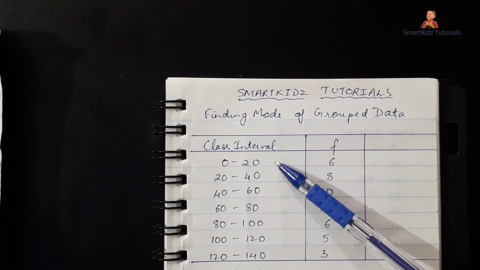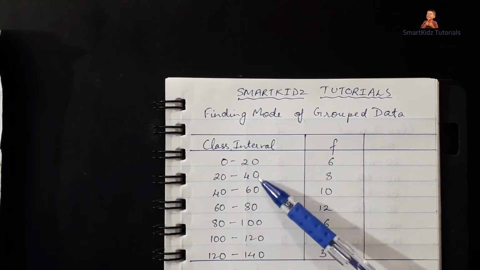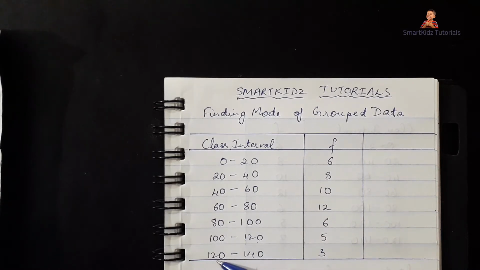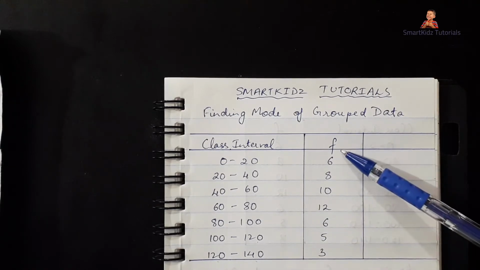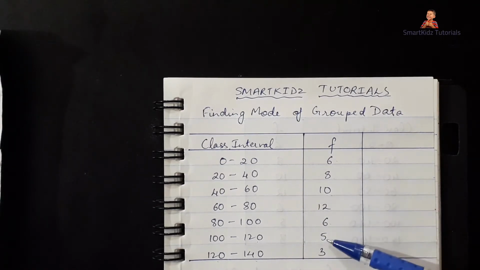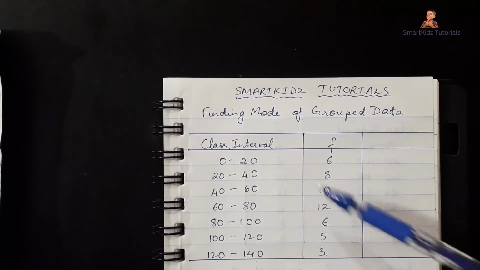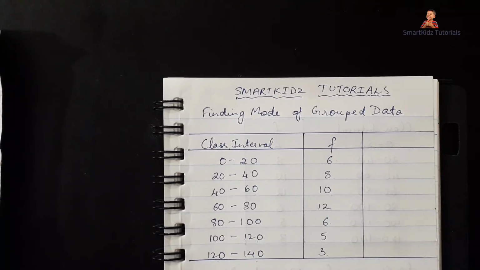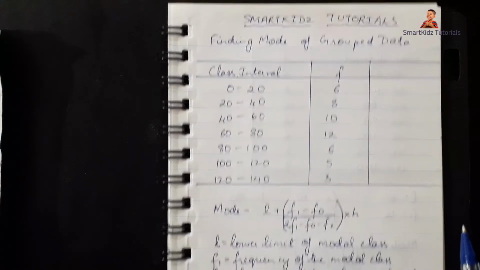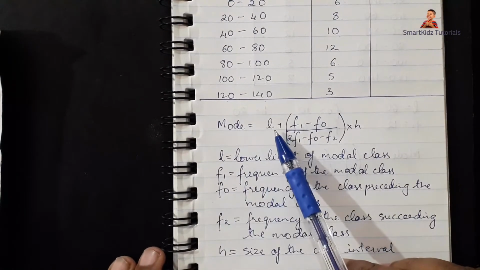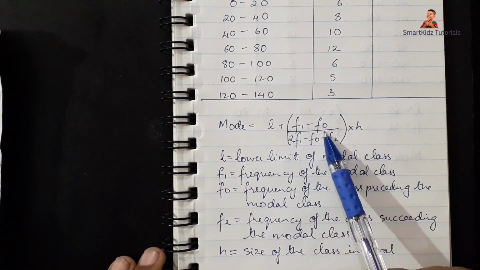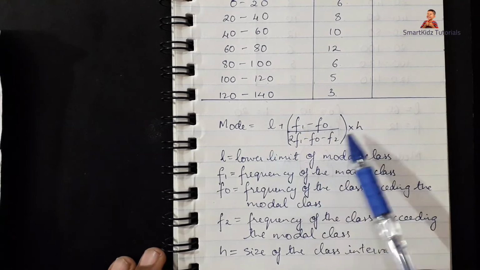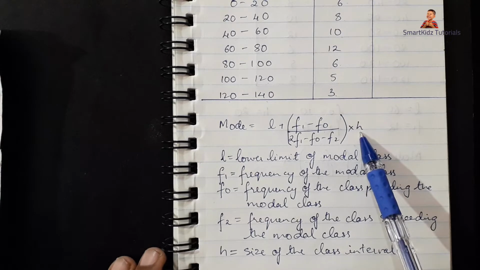We have been given a set of class intervals ranging from 0 to 20, 20 to 40, 40 to 60, 60 to 80, 80 to 100, 100 to 120, 120 to 140, and the frequencies that are given are 6, 8, 10, 12, 6, 5, 3. Now to find the mode of this data, we have a formula that we need to use, and that formula is this: mode equals L plus (F1 minus F0) upon (2F1 minus F0 minus F2), in whole thing into H, which is the class size.